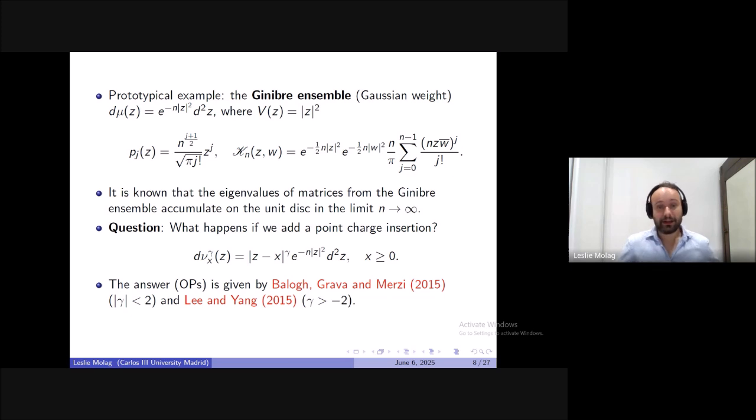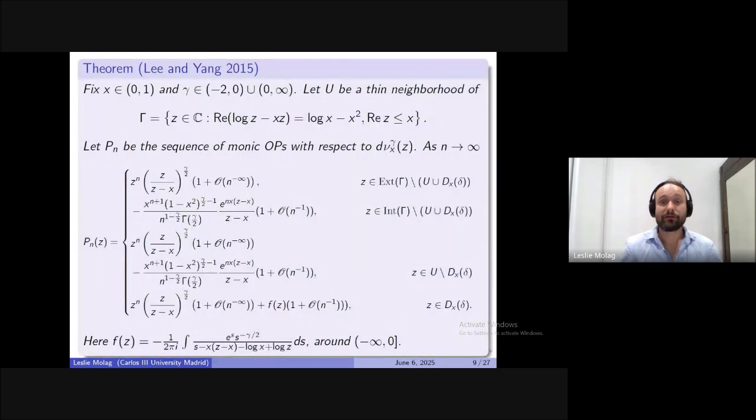So this was treated by Balogh, Grava, and Merzi, and by Lee and Yang. I'm using here the arXiv years. I think actually the first paper was published in 2017 and the second in 2016. But I think the first one with Balogh, Grava, and Merzi was actually a little bit earlier on the arXiv than the paper by Lee and Yang. So what they proved, I will show in the form that Lee and Yang presented. So in the case of the Ginibre ensemble with a point charge insertion, they get the following result.